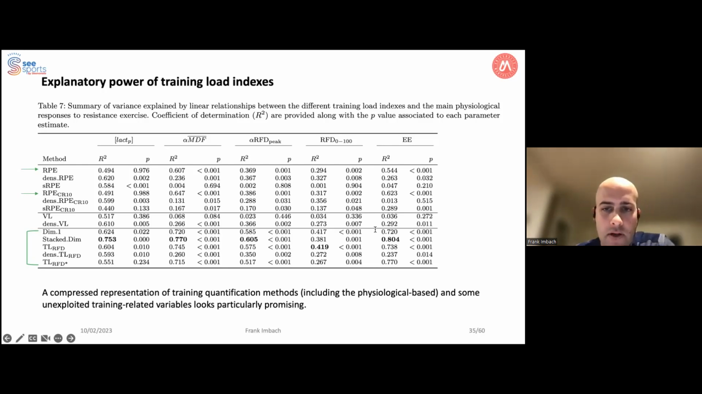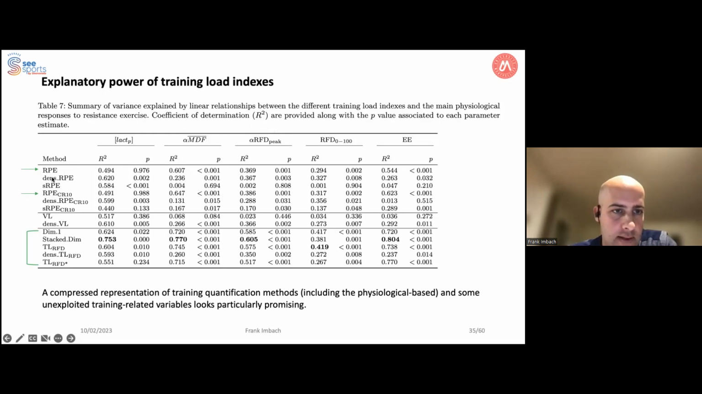And we have objective measures in the middle part of the table with VL, volume load, and density alternatives of volume load, which are not good at all for both. At least a bit better for density volume load, for explaining each of these physiological responses. So I recall blood lactate concentrations, the rate decay of median frequencies, rate decay of RFD peak and at 100 milliseconds, and the energy expenditure, EE.